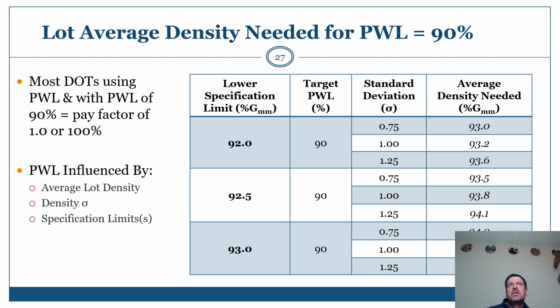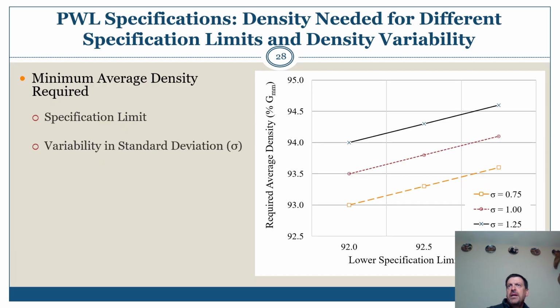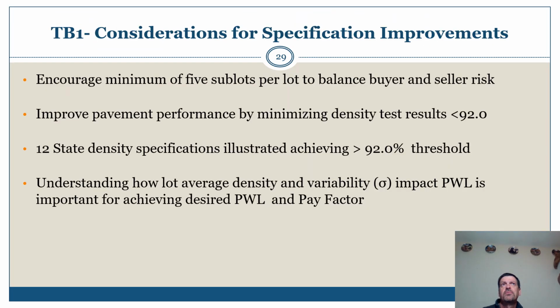It's a really important concept, and it's illustrated graphically here also. The idea here is we were just trying to communicate in the tech brief how to get to where you want to be, because everybody wants to get there. The state wants the high density, and the contractor wants a high density to get good payment. So, understanding this can help both get their goals reached.